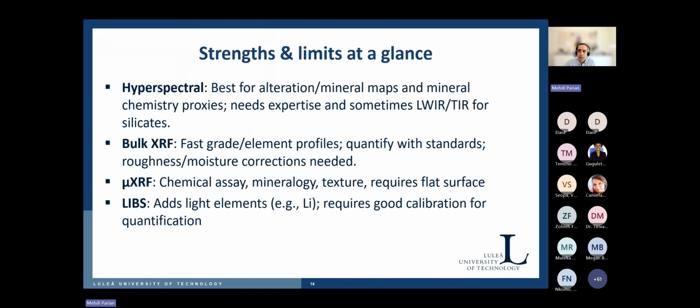So if we do a quick recap of the main systems, we have the hyperspectral scanning. It's best for alteration, mineral maps, and mineral chemistry proxies. It needs expertise and sometimes is needed with infrared for silicates. We have the bulk XRF, best for fast grade elemental profiles. Quantification is possible with standards and needs roughness and moisture correction.